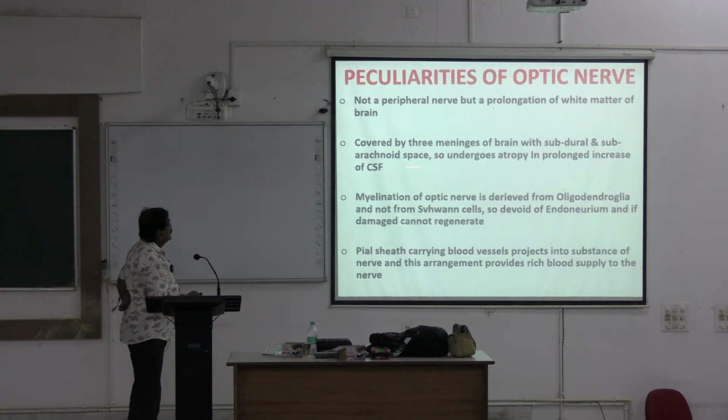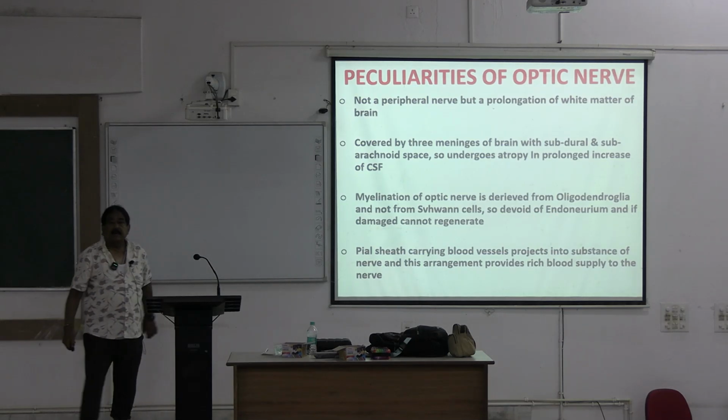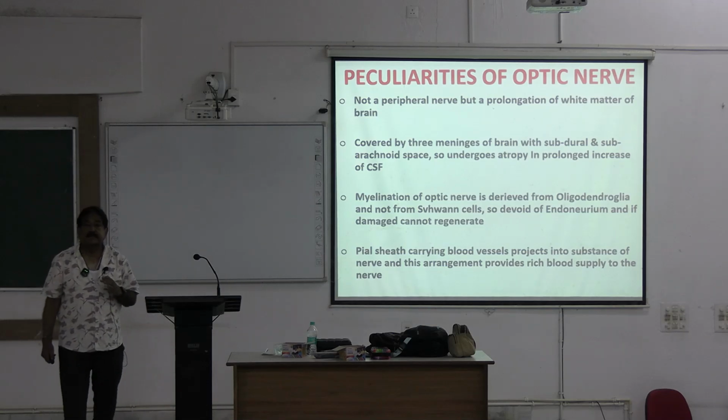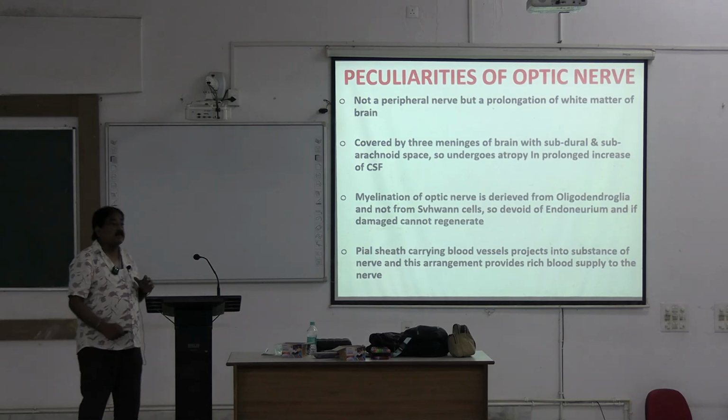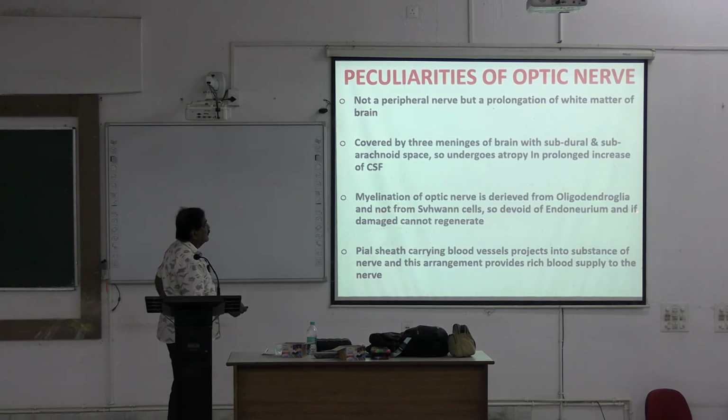Because, see, the myelination of the optic nerve is derived from oligodendroglia and not from Schwann cells. So it is devoid of endoneurium, and if damaged it cannot regenerate. It cannot regenerate, the optic nerve, because of this.